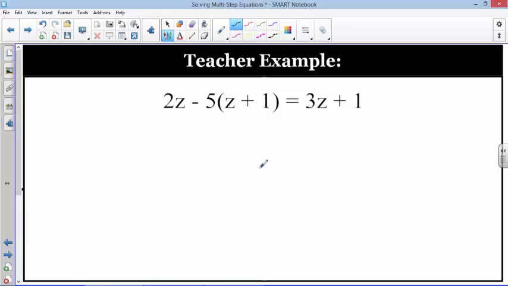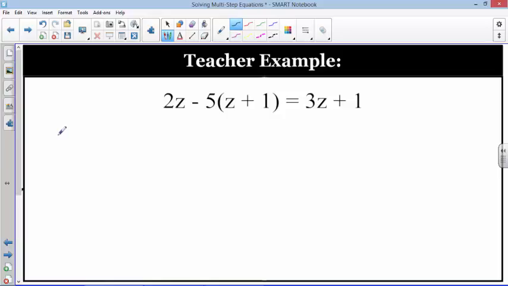Alright, taking a look at this next example, we have a whole lot of stuff going on on the left side of the equation. We have 2z minus 5 times z plus 1. And this is set equal to 3z plus 1. So before we move anything from the left side or the right side of the equation, we want to evaluate everything we can and then shrink it down as much as possible and then start looking for things to subtract, add, multiply, or divide from both sides.